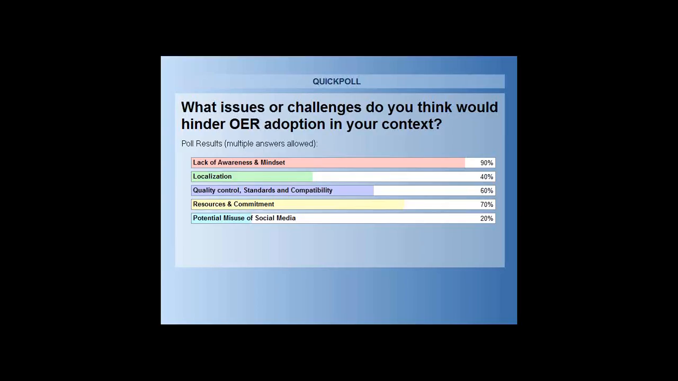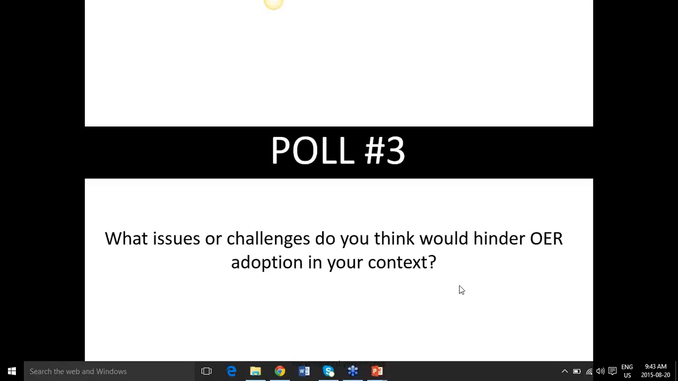Okay, well, 90% they say lack of awareness and the mindset is the challenge. 40% say, okay, localization is an issue. 60% find quality as one of the challenges. Resource commitment says 70%, and potential misuse is 20%. Oh, wonderful. Well, I think many surveys do agree that lack of awareness and mindset is the first challenge in adoption of OER. Okay, let's move ahead. Go to the next slide.